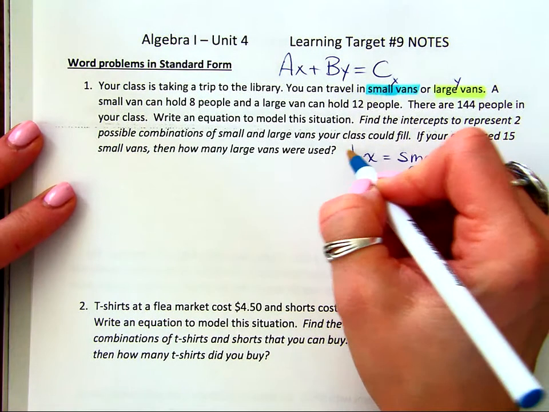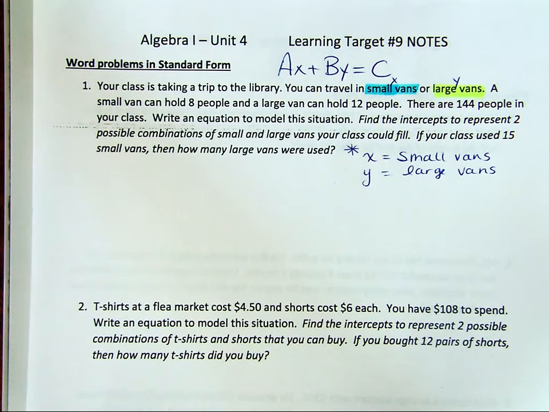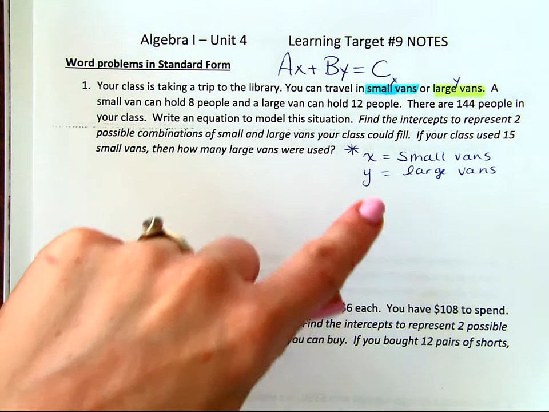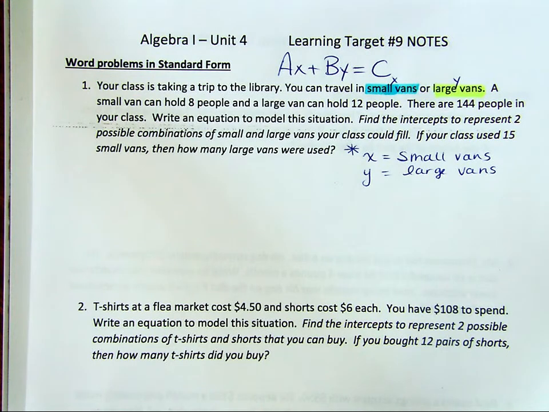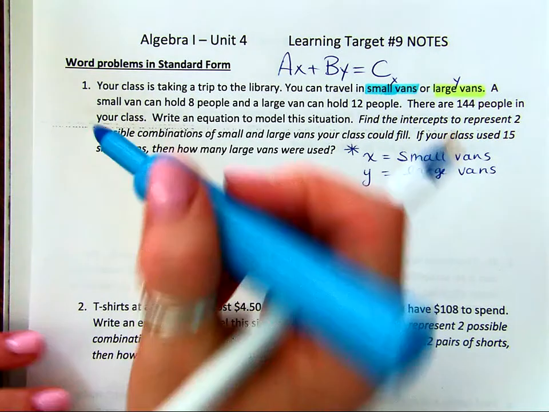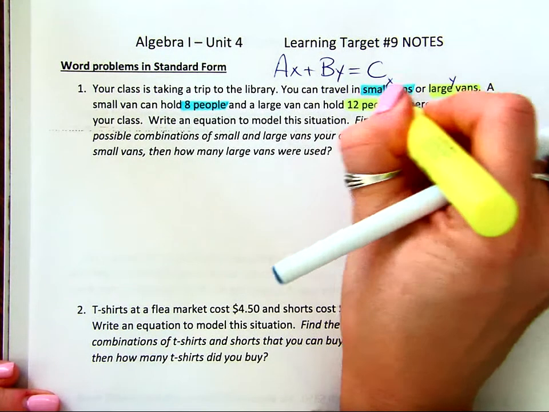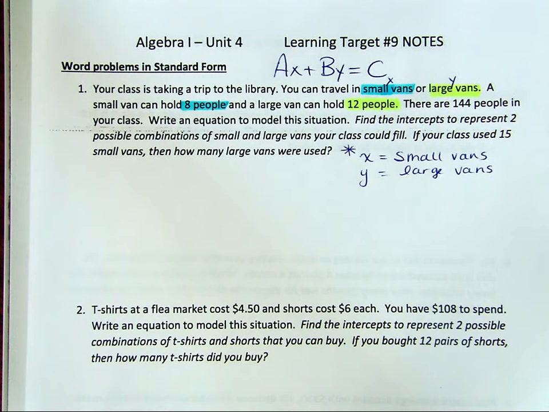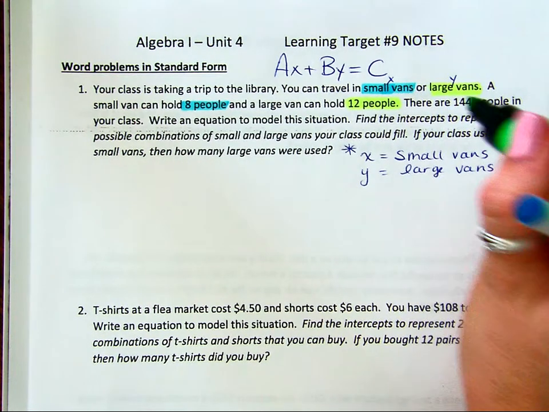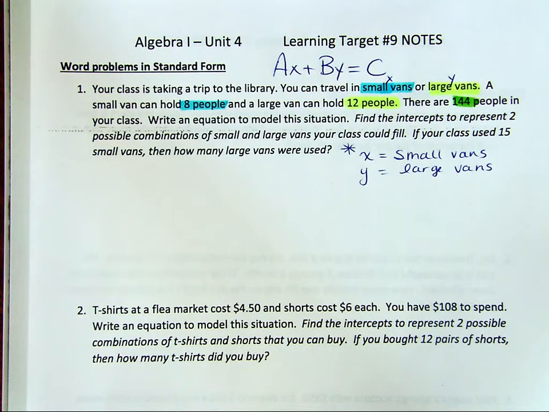This is pretty important right here, because you're going to forget which one is which. And later when you have to place numbers in the right spot, if you don't see that, you may put it in the wrong spot. Okay? So other important information is that the small van can hold 8 people. The large van can hold 12 people. And then there are a total of 144 people in your class. That's the information I need right now to make my equation.